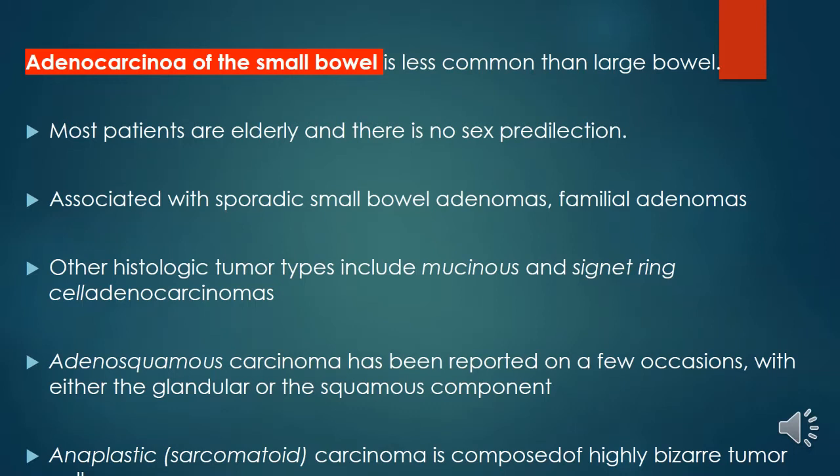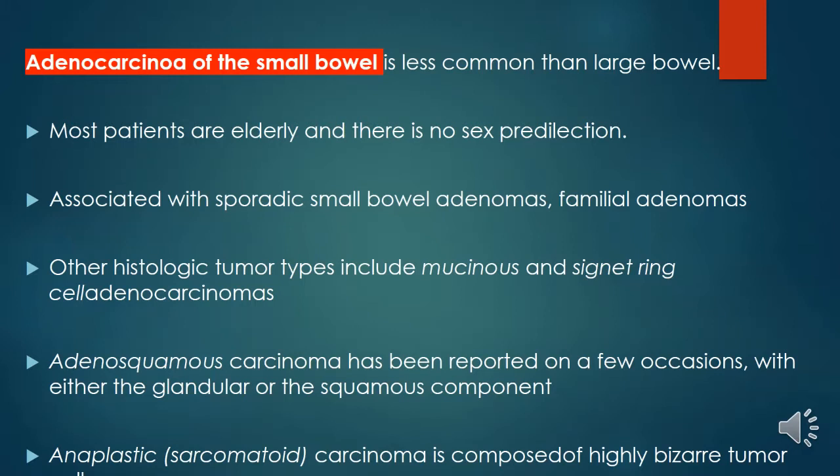Various histological tumor types are seen in adenocarcinomas of the small bowel, though you can also see them in the large bowel as well, such as the mucinous and signet ring cell adenocarcinoma. You are familiar with these terms from the gastric tumors as well, when we talked about gastric adenocarcinoma. You notice there the signet ring cell adenocarcinoma is also there.